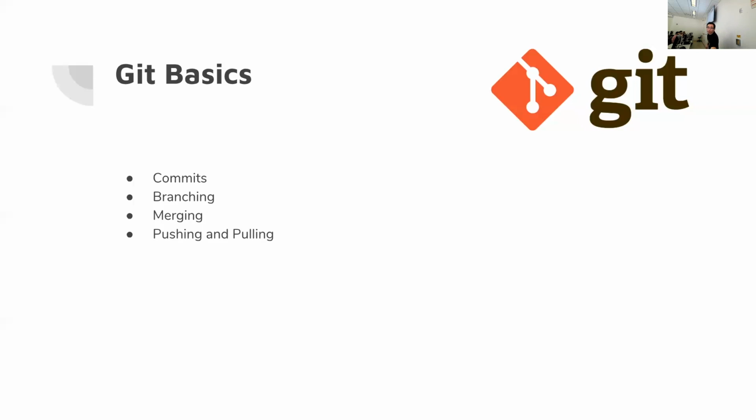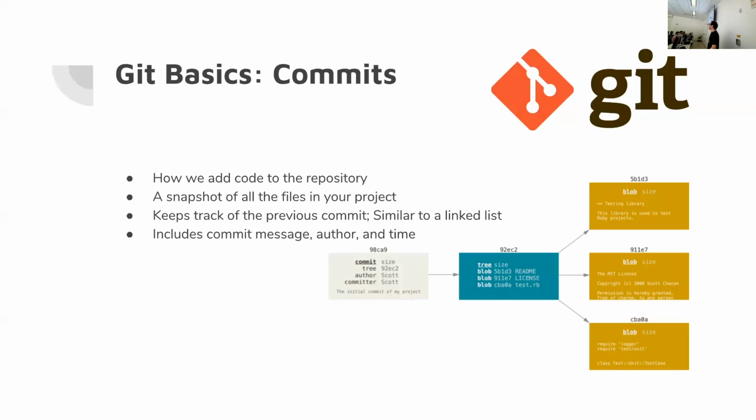All right, so first thing is a commit. This is how you add code to your repository. Basically, anytime you make a change to your code that you're happy with, maybe you add a function, maybe you fix a bug, you make a commit. A commit is just a snapshot of your project at that point in time, exactly what your project looks like and all the files currently in your project.